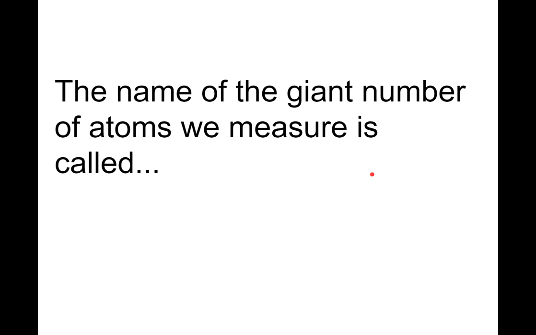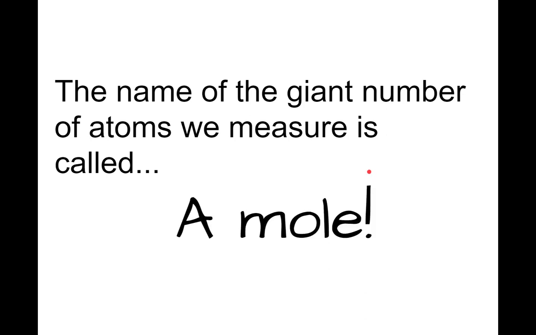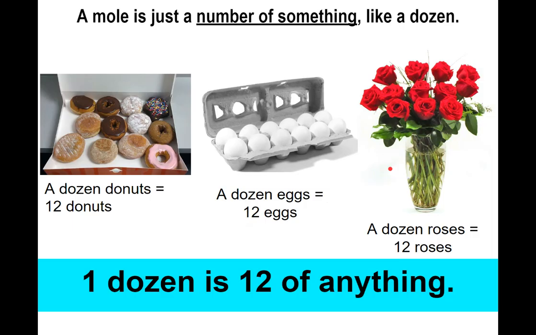Okay, so the name of the giant number of atoms we measure is called a mole. It's just a number that we pile up so that it's big enough for us to deal with. A mole is just a number of something, like a dozen. That's another word for a certain number. A dozen is 12 of anything. A dozen donuts is 12 donuts. A dozen eggs is 12 eggs. A dozen roses is 12 roses. So it's 12 of anything.